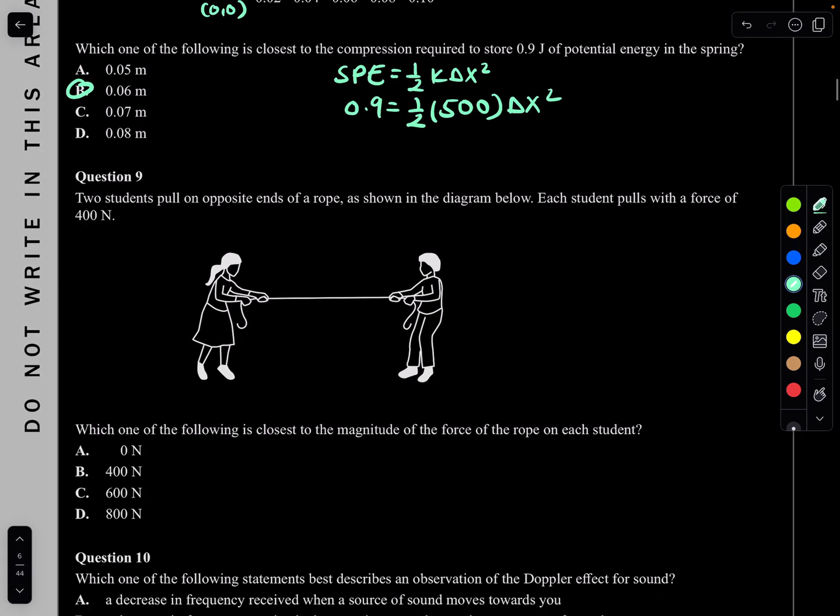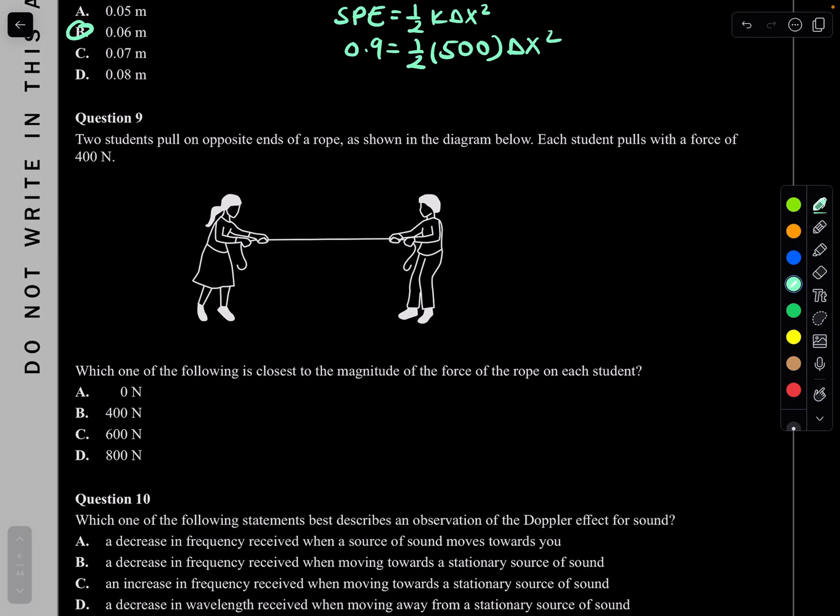Easy. Question 9. Two students pull on the opposite ends of a rope as shown in the diagram below. Each student pulls with a force of 400 newtons. Alright, so this guy is pulling up with 400 newtons and this girl is pulling up with 400 newtons. So both are equally pulling with 400 newtons. Which of the following is closest to the magnitude of the force on the rope on each student?